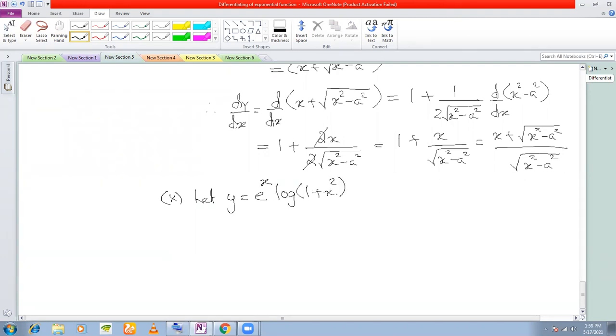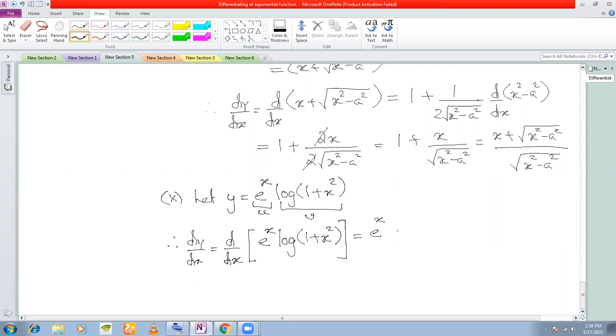Okay, now this is a product of two functions. Consider this as u and this as v. We'll differentiate this by the uv rule. Therefore, dy/dx is d/dx of e to the power of x log(1 plus x square).